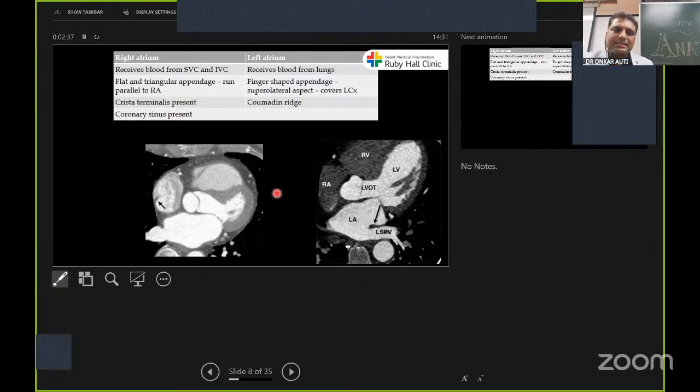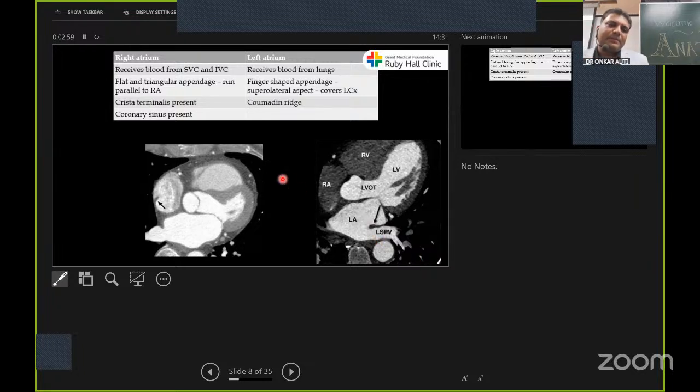Okay. Similarly, in the left atrium, there is the Coumadin ridge, which is again a fold of tissue. It's an embryological remnant in the left atrium, adjacent to the left superior pulmonary vein. Can you see over here the fold of tissue? Again, it should not be confused with any mass lesion or thrombus.